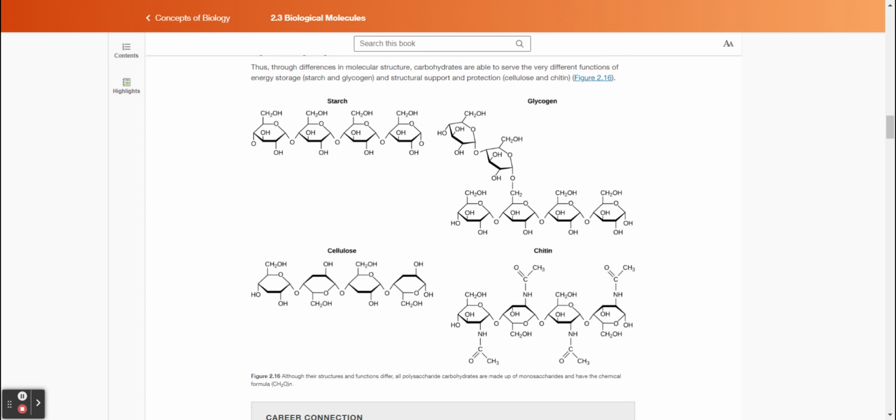Figure 2.16. Although their structures and functions differ, all polysaccharide carbohydrates are made up of monosaccharides and have the chemical formula (CH2O)n.